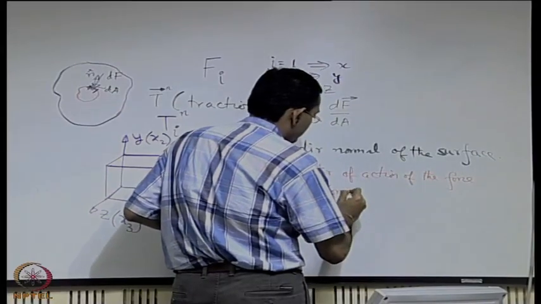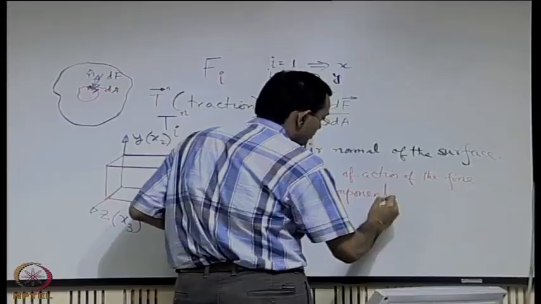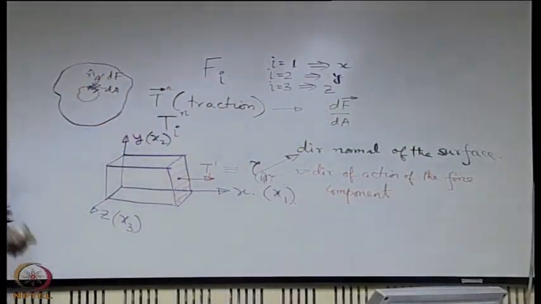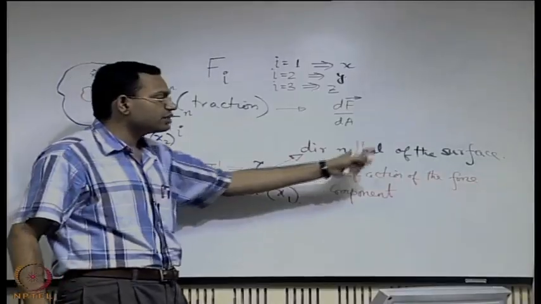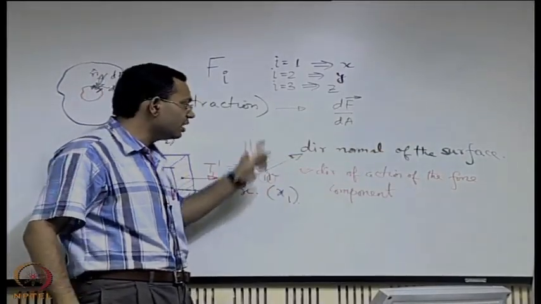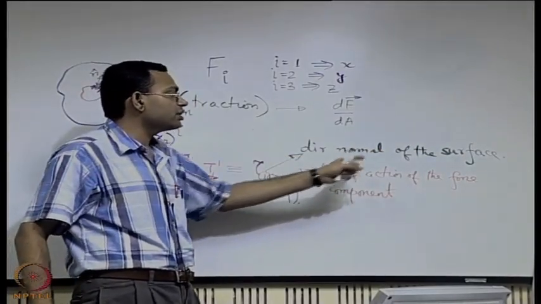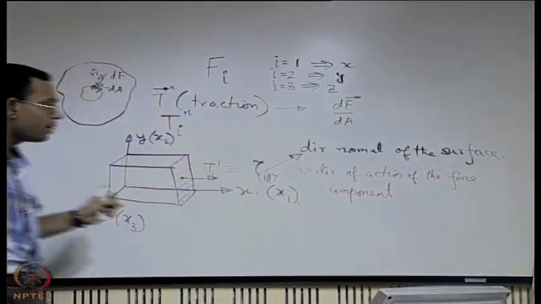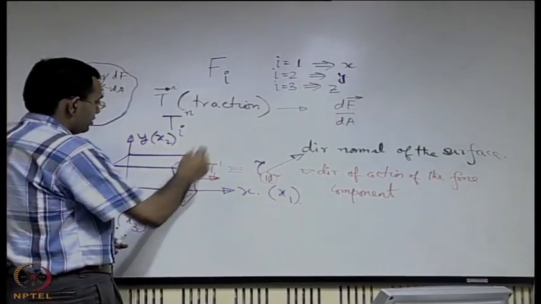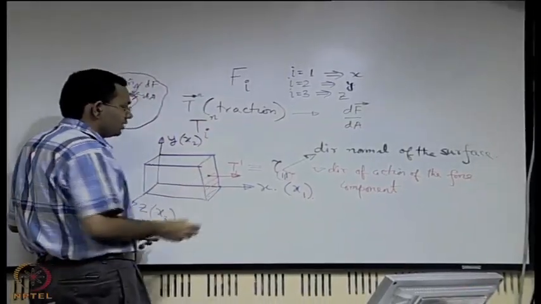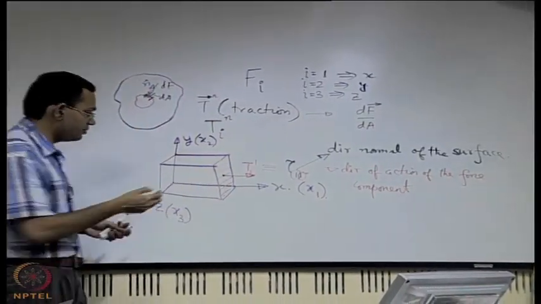So, in general it is like tau ij, where i represents the direction normal of the surface which we have chosen and j represents the direction of action of the force component itself. So, let us take a second example. Let us say we write the y component on this surface.